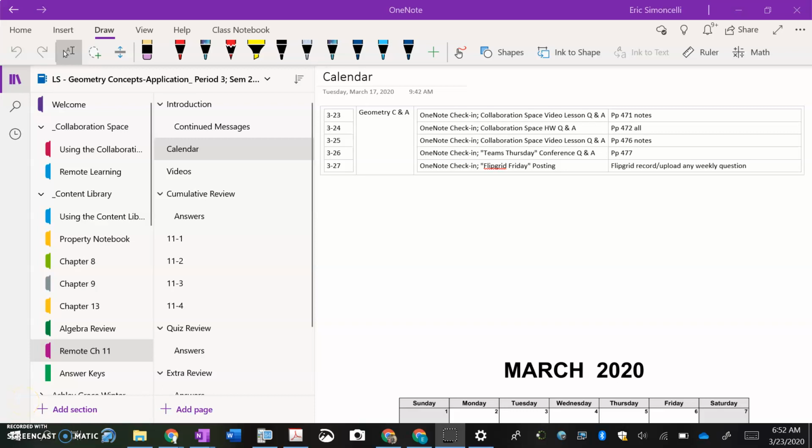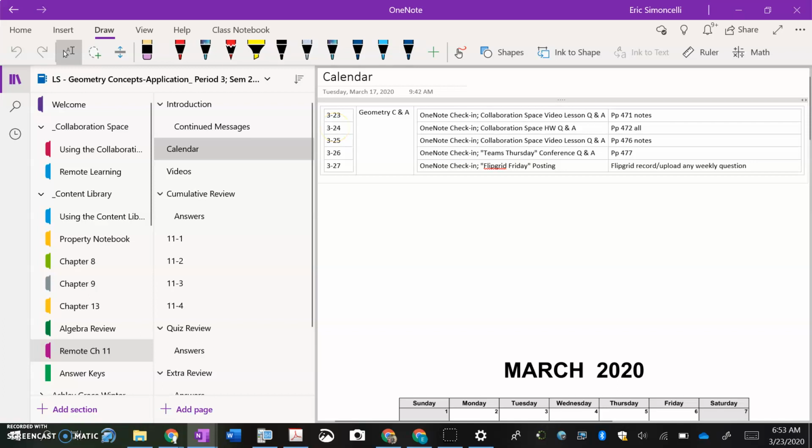Geometry CNA students. Today we're going to take a look at our calendar to start with and project out what the week will look like. Currently I'm in the remote chapter 11 section, calendar page. As you can see, today, the 23rd, we're going to be doing our OneNote check-in, which is what we're doing now, just taking a look at things.